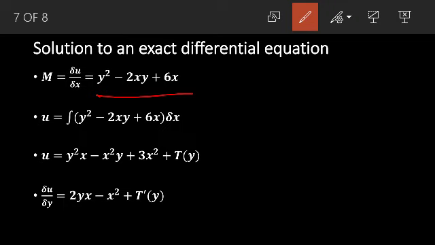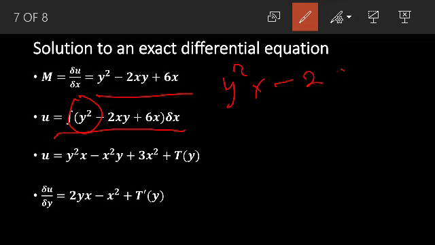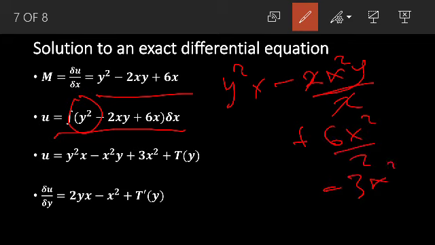Now first we can cross multiply the dx and make u the subject of the formula, and we get this. So to make use of the formula, we integrate y squared minus 2xy plus 6x dx. When integrating with respect to x, your y squared will become y squared x, because integrating with respect to x, y squared is a constant. So integrating y squared dx just introduces x. Then minus the integral of 2xy with respect to x, which is 2x squared y all over 2, and this can cancel out. Then integrating 6x with respect to x gives us 6x squared over 2, so that gives us 3x squared.